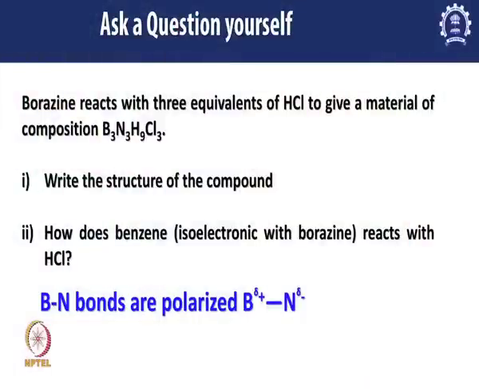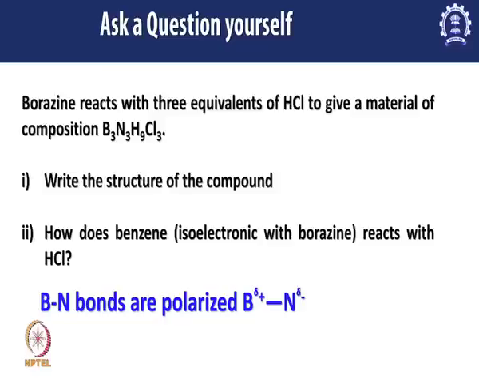Borazine reacts with 3 equivalents of hydrochloric acid to give a material of composition B3N3H9Cl3. Just look into that equation. What is asked is to write the structure of the compound, and the next question is how does benzene, which is isoelectronic with borazine, react with hydrochloric acid.